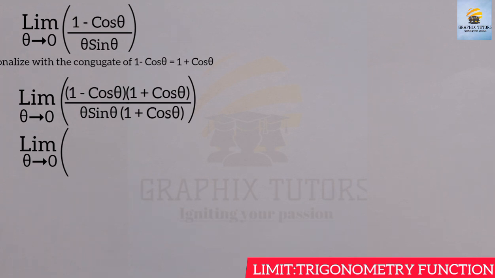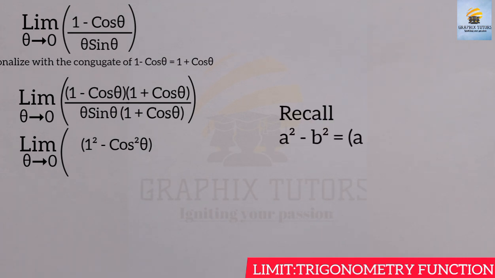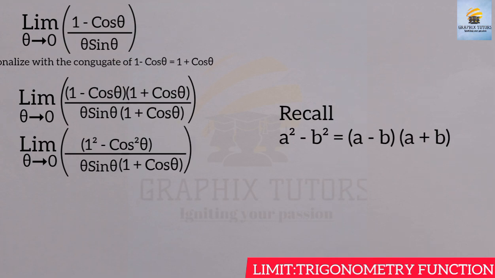So I'll be writing 1 square minus cos square theta. Either you say cos square theta or cos theta all square, we are saying the same thing, right? So this is a difference of two squares. So what I just wrote down will also give you this. Why did I say that? Because if you recall, a square minus b square will give you a minus b multiplied by a plus b. If you can remember that relationship there. So we move forward. Now, all over theta sine theta multiplied by 1 plus cos theta, right?